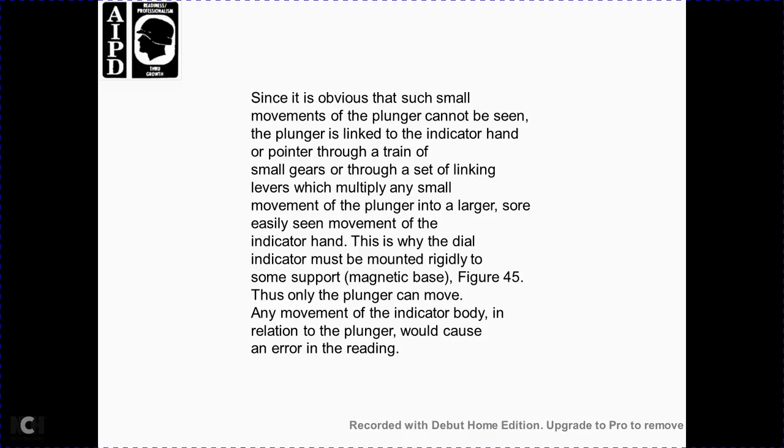For such a small movement, the plunger cannot be seen, but the plunger is linked to the indicator hand, or pointer, through a train of small gears and a lever, to multiply the small movement of the plunger into a larger, easily seen movement of the indicator hand. This is why the dial indicator must be mounted rigidly with its magnetic base, as in figure 45. Any movement of the indicator in relation to the plunger would cause an error in reading.